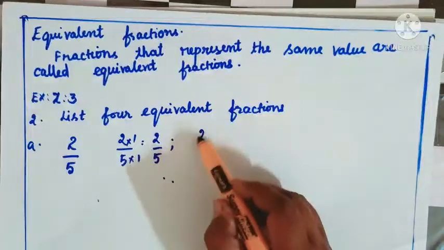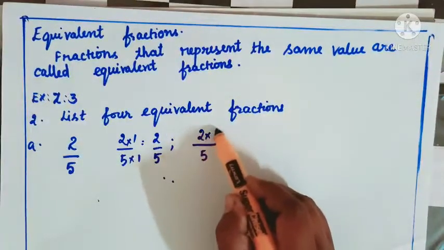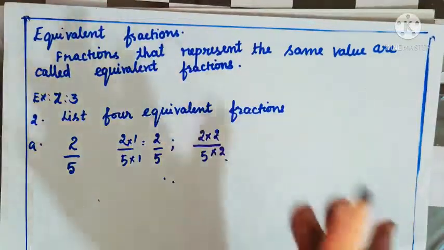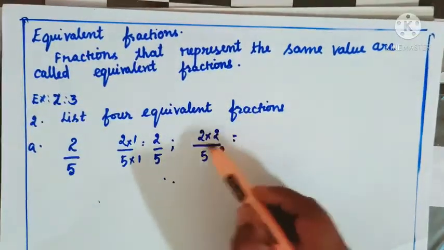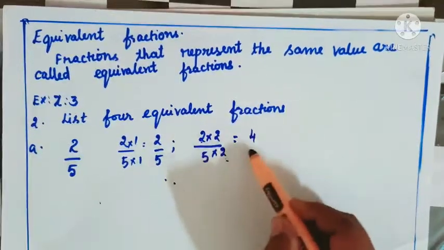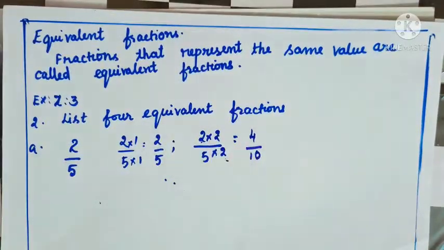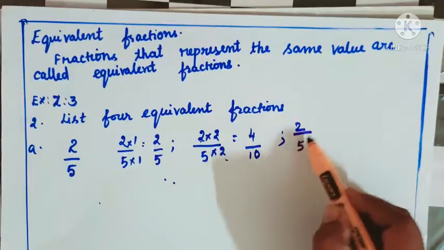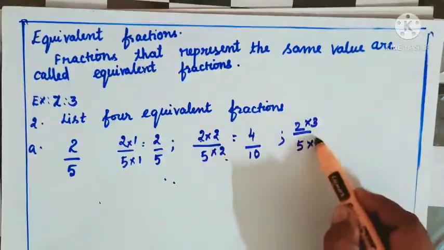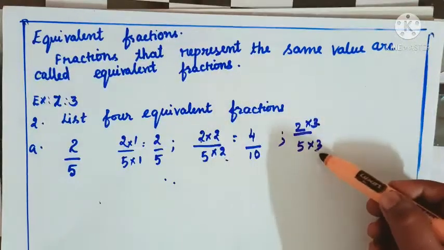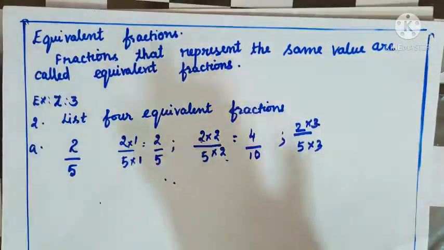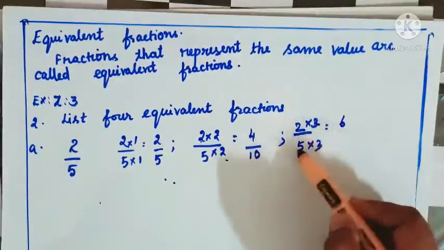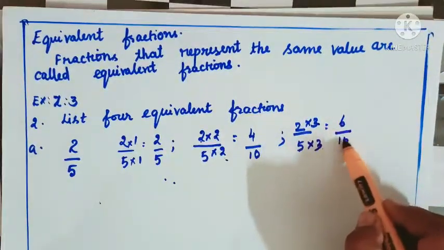Next one, 2 by 5 into 2 into 2. So I multiply the numerator and the denominator with the same number. Understand? So what I get? 2 twos are 4, 5 twos are 10. Okay. Next step, what I'll do? 2 by 5 into 3 into 3. So the numerator as well as the denominator, I have to multiply with the same number. So what I get? 2 into 3 is equal to 6 and 5 into 3 is equal to 15.